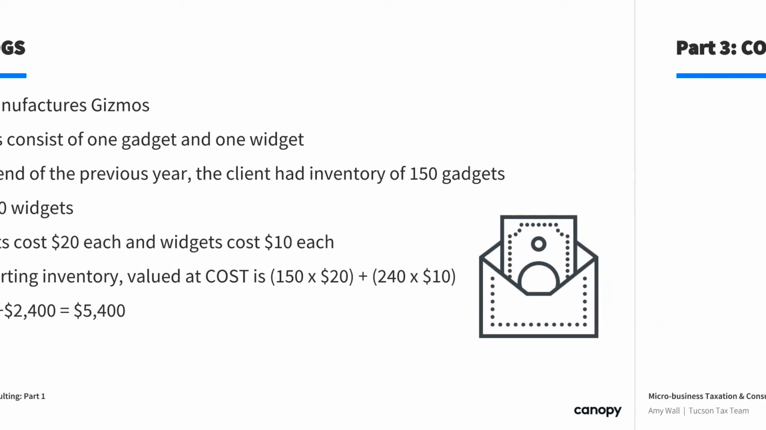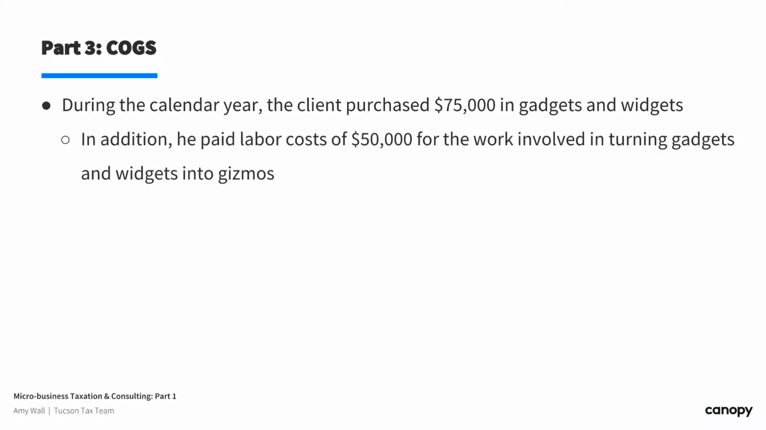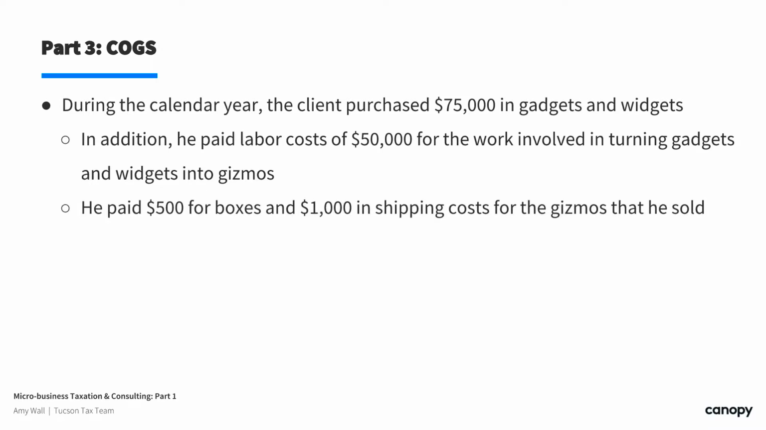All right, during the calendar year, our client purchased $75,000 in gadgets and widgets. Now, mind you, COGS is not tracking gadgets and widgets separately. The COGS is adding all this together. Now, in the inventory that he's giving you, hopefully he's got these things listed separately, right? In addition, he paid labor costs of $50,000 for the work involved in turning gadgets and widgets into gizmos. This is not his money. This is money he paid to somebody else. Now, what else? He paid $500 for shipping boxes and $1,000 in shipping costs for the gizmos that he sold.